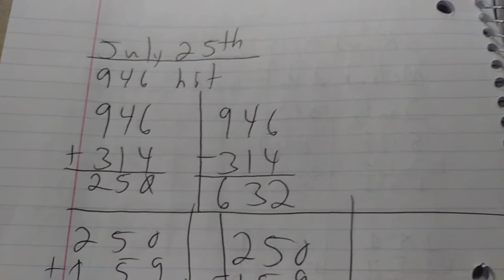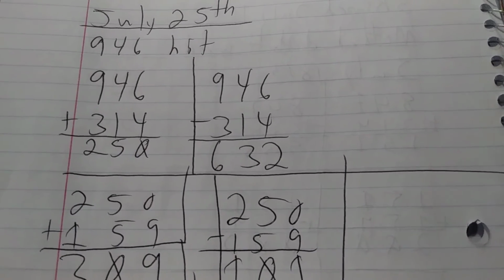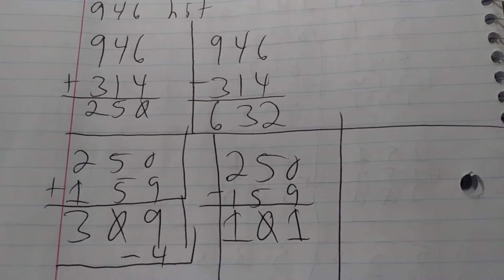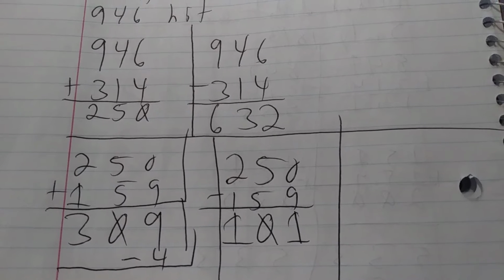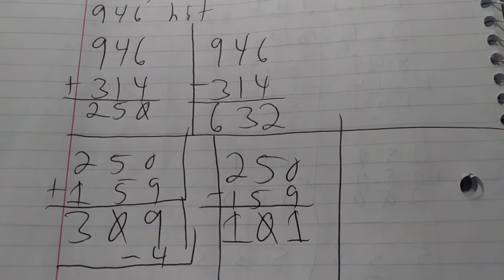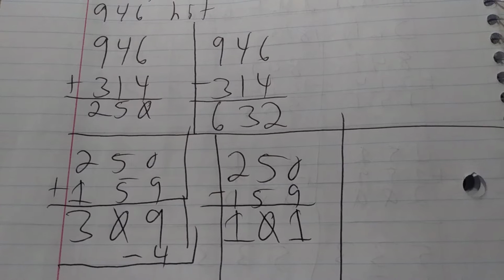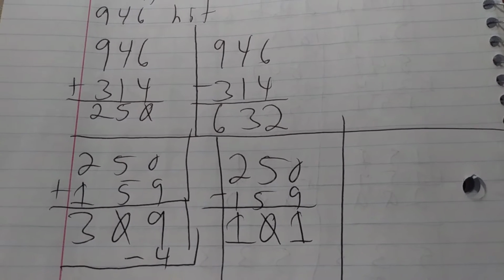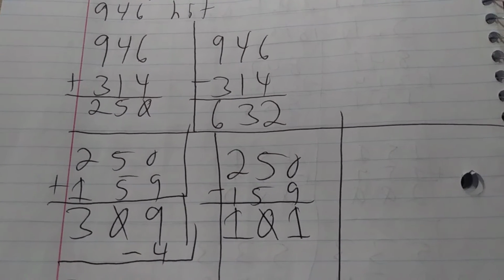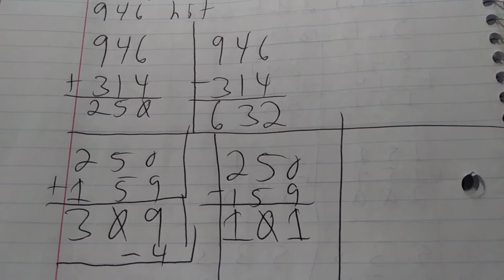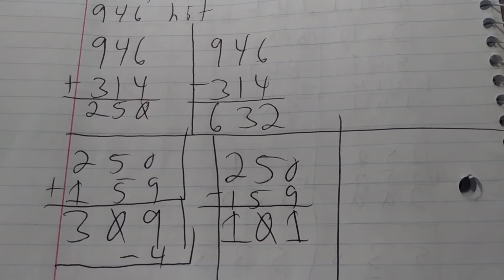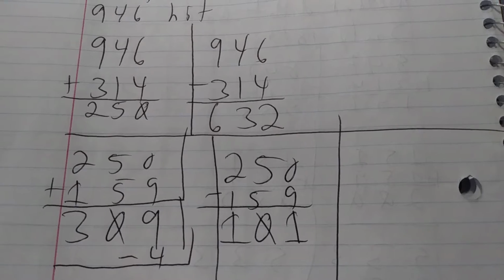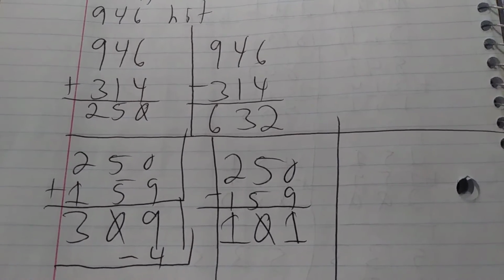Okay, so on July 25th, you had 946 hit. 946 plus 314, so 9 plus 3 is 2. 4 plus 1 is 5. 6 plus 4 is 10 or 0. 9 minus 3 is 6. 4 minus 1 is 3. 6 minus 4 is 2.